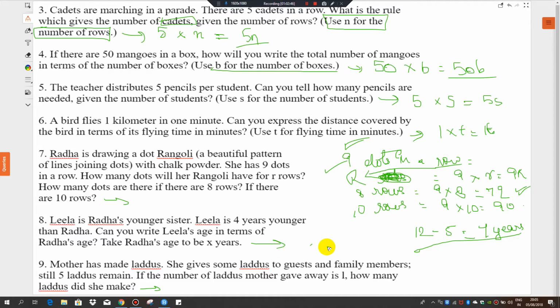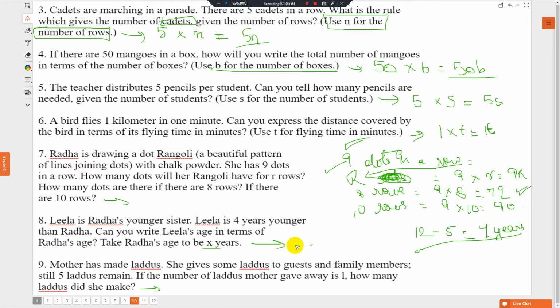Same here. First of all, who is elder than Leela? Radha. So if Radha's age is X, X will come first always, like in this problem. My age is 12 and my brother is 5 years smaller than me, so he will be 7 years.